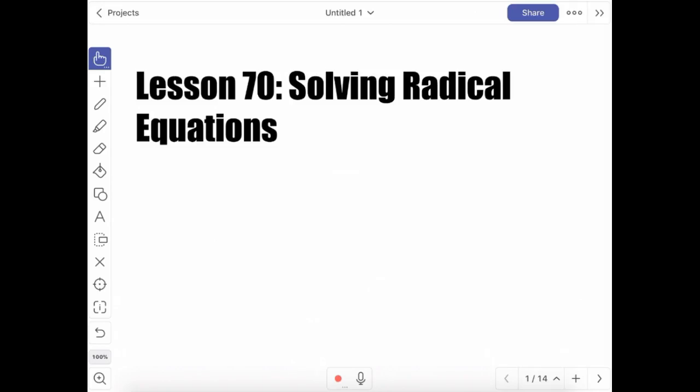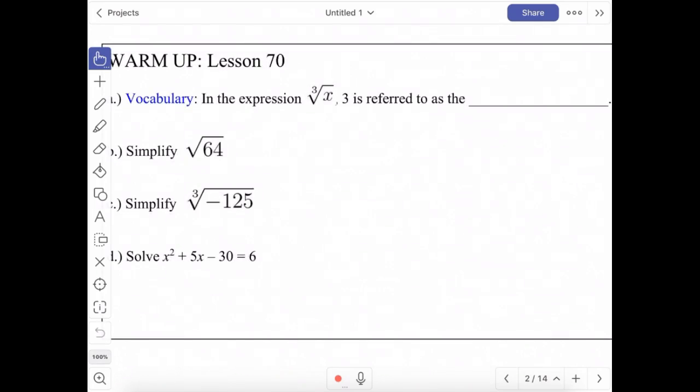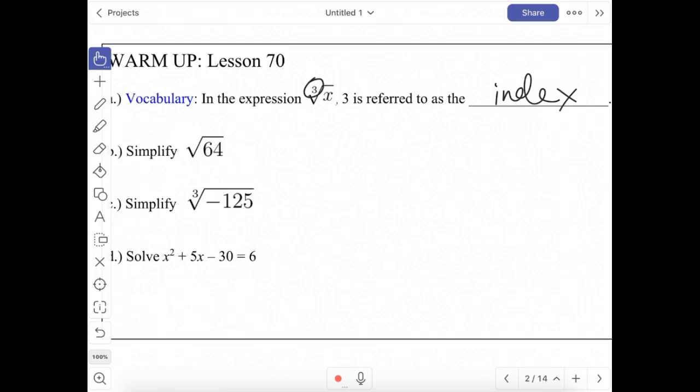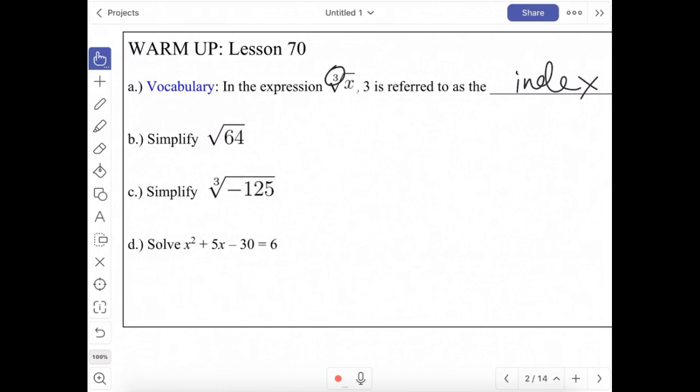Alrighty. Lesson 70, we're getting up there, solving radical equations. In the expression, the cubed root of x, 3 is referred to as the what? This might be a little less known to you guys. That number that goes up in the radical, that is called the index. That refers to what root you are taking.